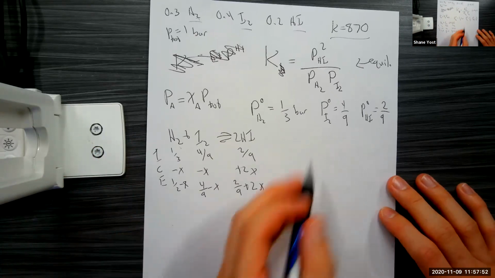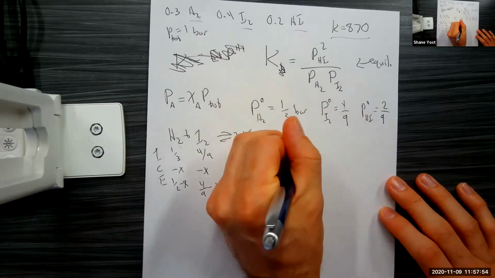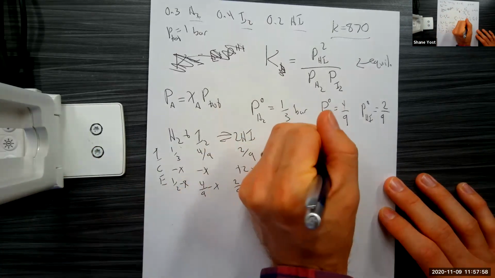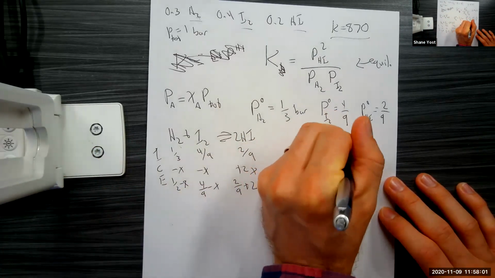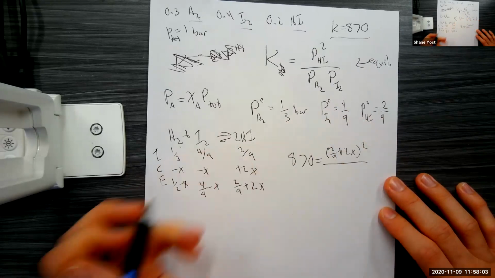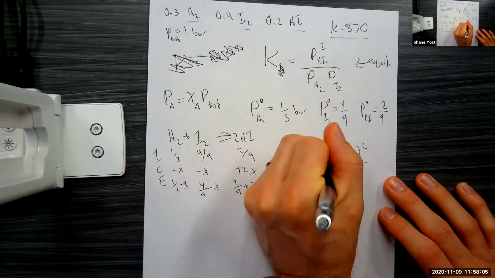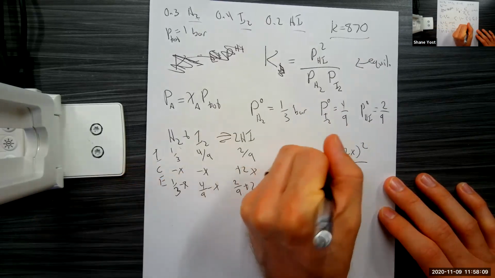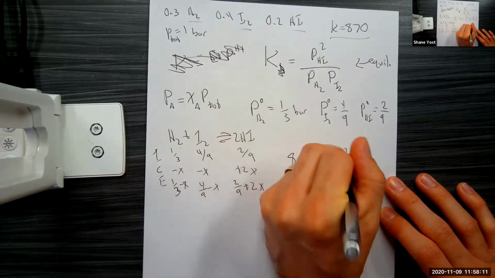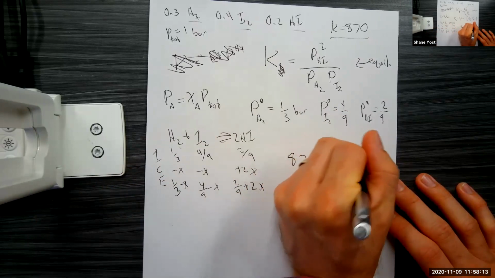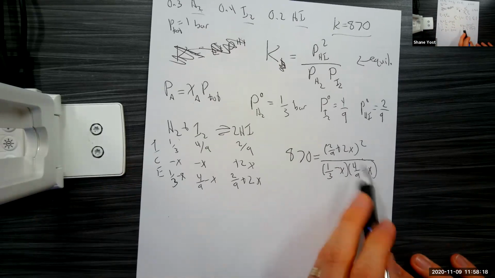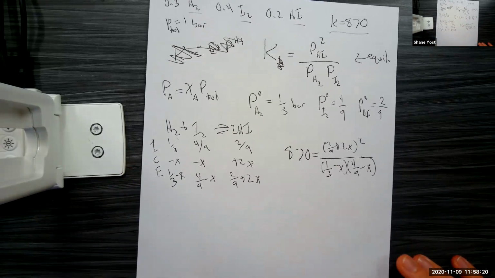Then we can plug these equilibrium values back into our expression, K, which equals 870, which equals (2/9 plus 2x) squared over 1/3 minus x times 4/9 minus x. And so this gives me an equation I can solve for x.